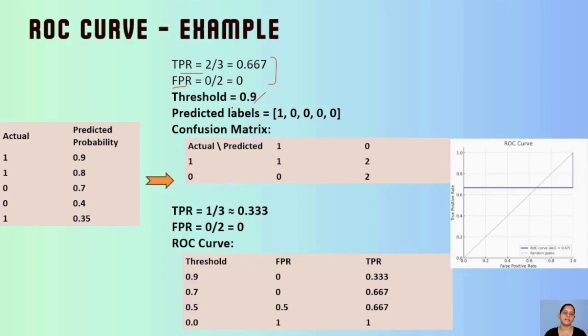Then I'm taking my next threshold. I am getting my predicted labels there. Then my confusion matrix is changing. So I'm getting 1, 0, 2, 2. And I'm getting my values TPR and FPR. And this is my ROC curve final table. So this is my FPR data points. This is my TPR data points. And this is how my curve looks like.